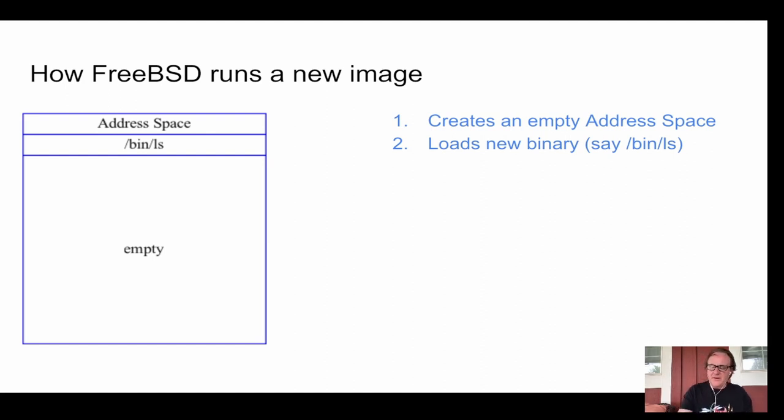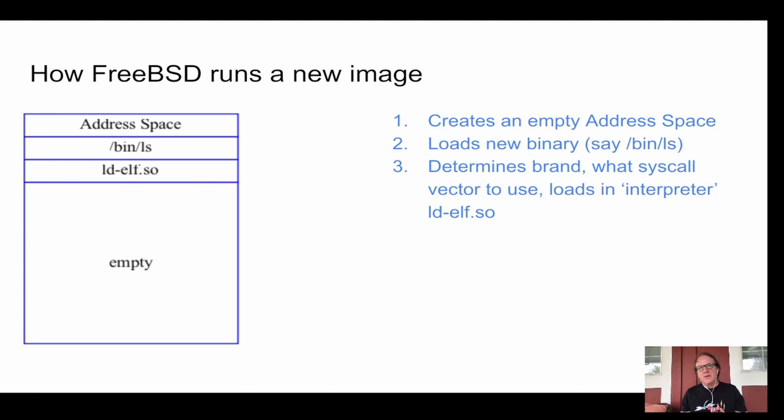Once it loads this binary, it looks at the different parts of the ELF headers to determine what flavor of binary, what brand of binary it is. Is this a native FreeBSD binary? Is this a Linux binary? Is this something else? Part of doing this, it finds the ld-elf.so interpreter to run. The interpreter is just the thing that loads all the other things that it needs. The ELF spec provides that this is the first thing that runs, so FreeBSD loads this in immediately after the binary that was loaded in.